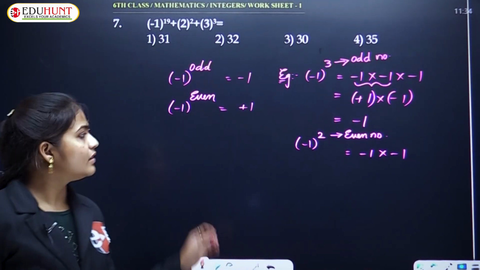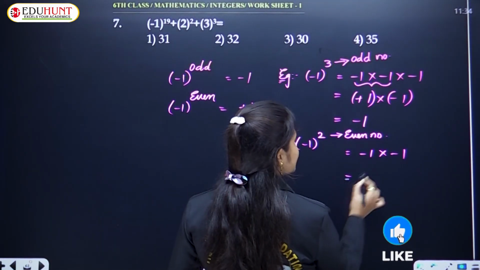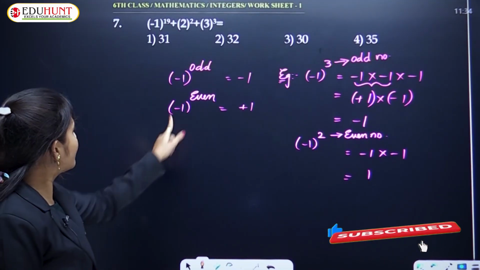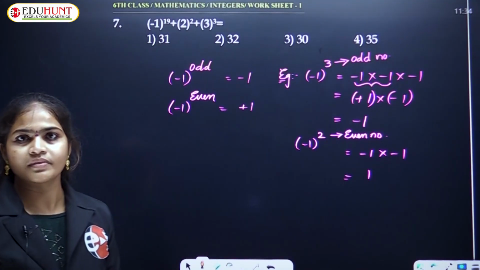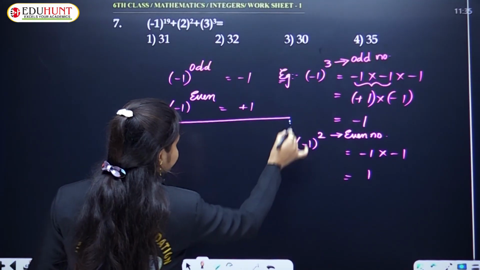So see here, the product of two negative integers is always positive, right? So minus into minus is a plus, 1 into 1 is 1. Understand? So that's what I have given here. Minus 1 power an even number, then the value is plus 1. Understand? Yes. So see here, these are the rules.